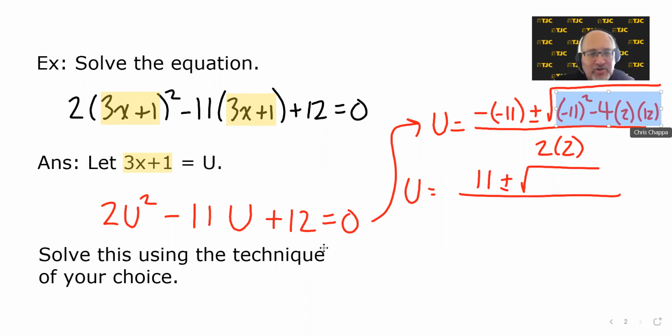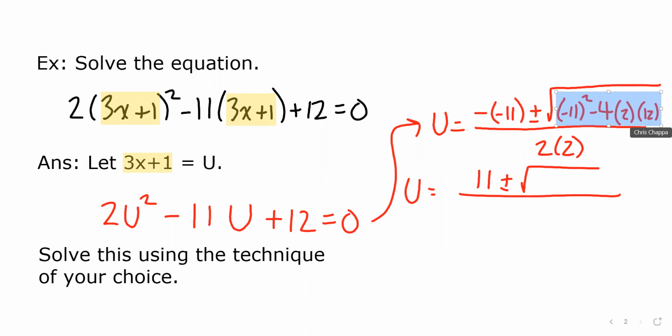I'm going to make my picture disappear for a second, and I'm going to work it above it. Negative 11 squared is 121 minus, there's not a second minus after the subtraction, so it's going to stay negative. It won't become positive. 4 times 2 is 8. 8 times 12 is 96. 121 minus 96 is 25. Well, that's a great number to have under a square root.